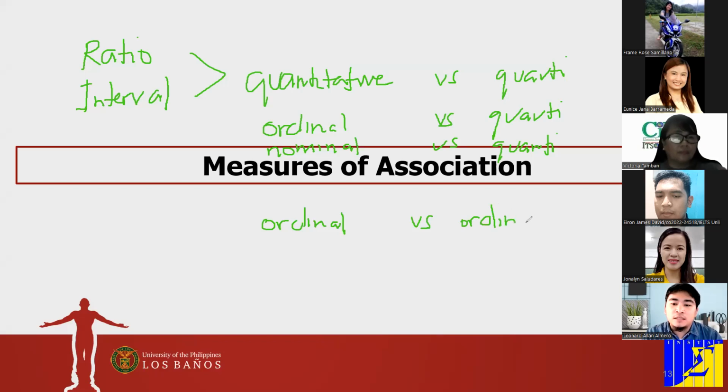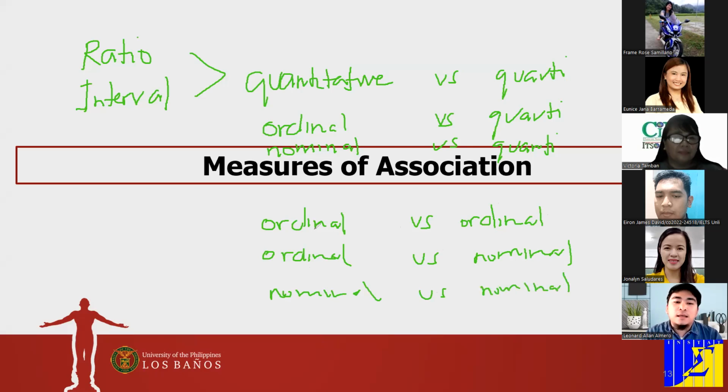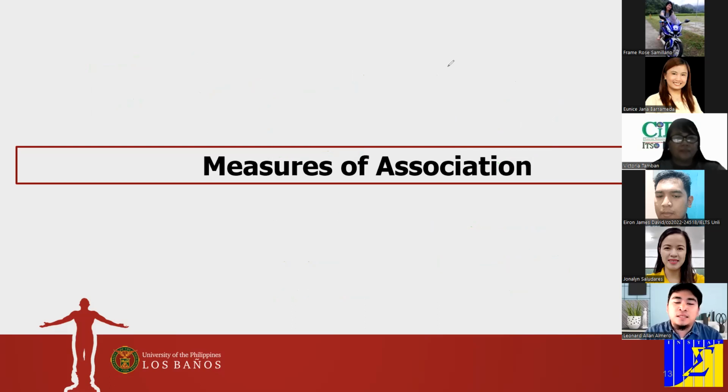Paano pag meron kang dalawang ordinal? Ano ba yung dapat na pang-measure natin? Also, what if we have ordinal versus nominal? And last is nominal versus nominal. So here you will notice that in measures of association, you are highly relying to the levels of measurement. Kapag po hindi nyo alam ang levels of measurement, baka po mamali baka hindi maging appropriate ang inyong gagamiting measures of association. Okay? So yun po ang ating pag-usapan or i-discuss this afternoon.